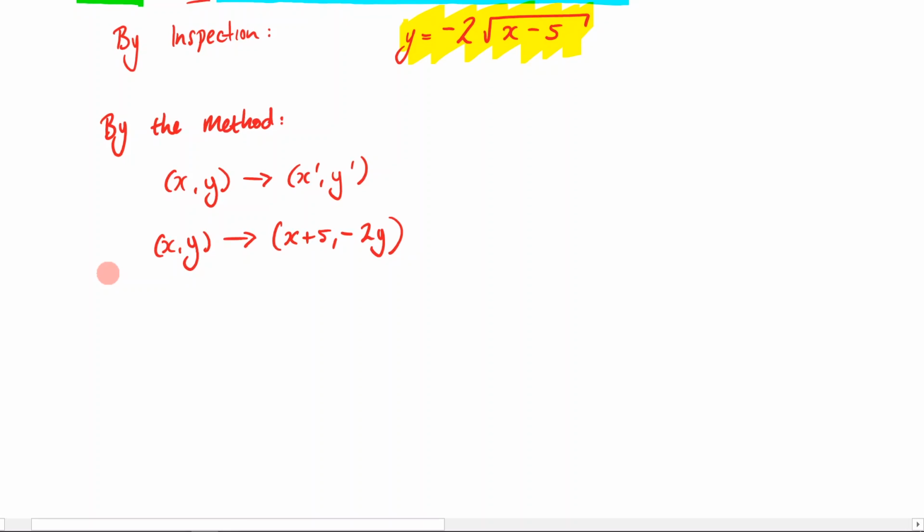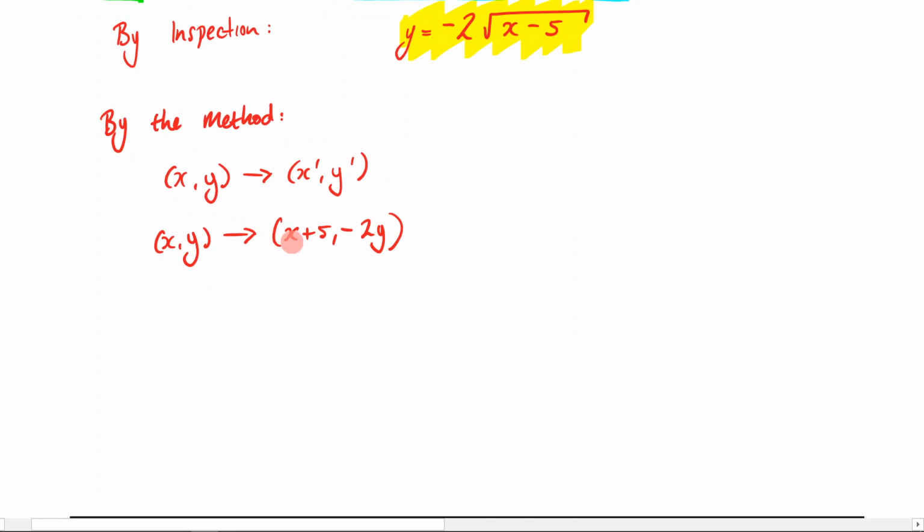The next thing that I do, having done that, is create equations. So I know that x plus 5 is equal to x dash. And I know that negative 2y is going to be equal to y dash. Now what I'm going to do is take these 2 equations and solve them for x and y. So to solve this for x, I'm going to minus 5 from this side, minus 5 from this side. And that means what I'm going to be left with is x is equal to x dash minus 5.